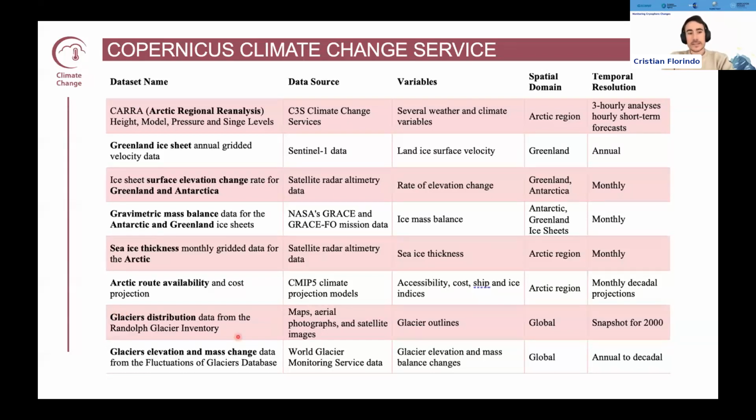And finally, we've got some data sets that have to do with glaciers. First, you've got the Randolph Glacier Inventory. That is a snapshot for the year 2000, and it pictures, from different maps, aerial photography, and satellite imagery, the distribution of the different glaciers and their outlines or their extent at that time, which is a good starting point to see how they have evolved to now. And then with this second data set, you can see the annual to decadal evolution of the elevation of the glaciers and their mass balance and so on.